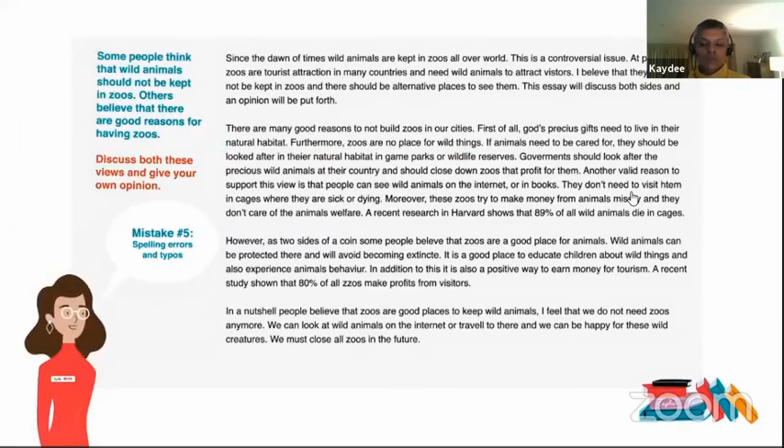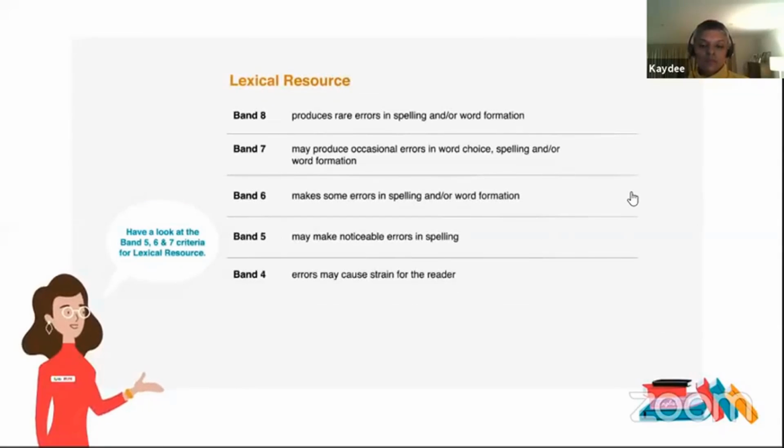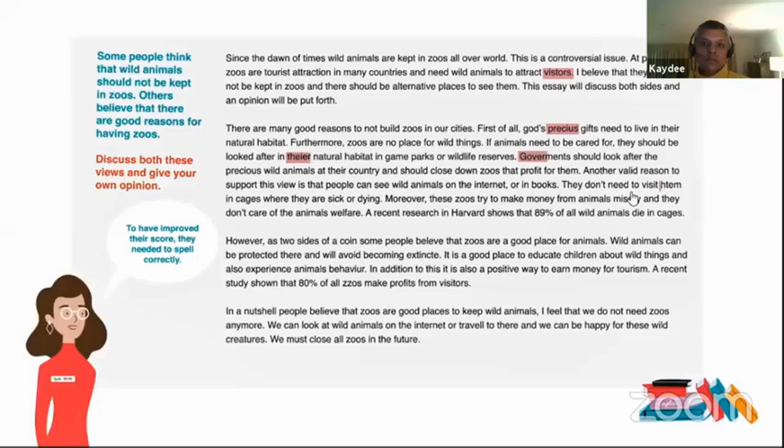Mistake 5, spelling errors and typos. Have a look at the band 5, 6 and 7 criteria for lexical resource. The writer of this task would have scored between a band 5 and a band 6. To have improved their score, they needed to spell correctly. Remember that a typo is a spelling error.